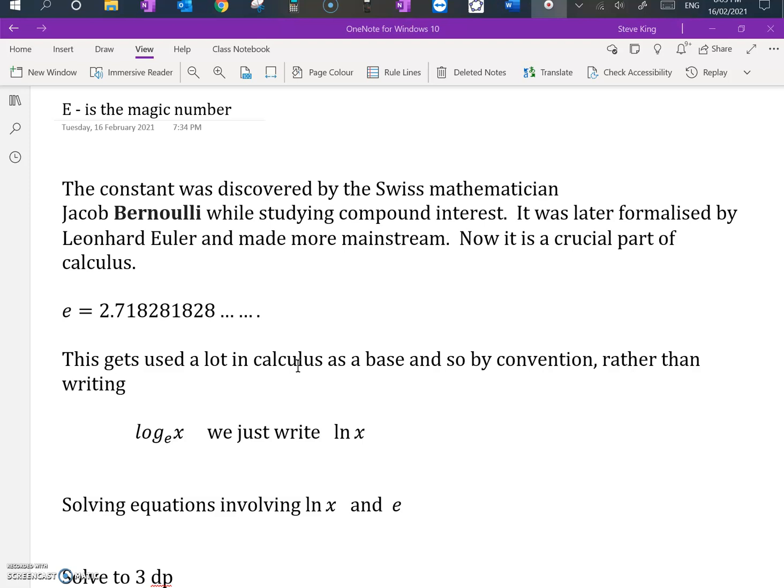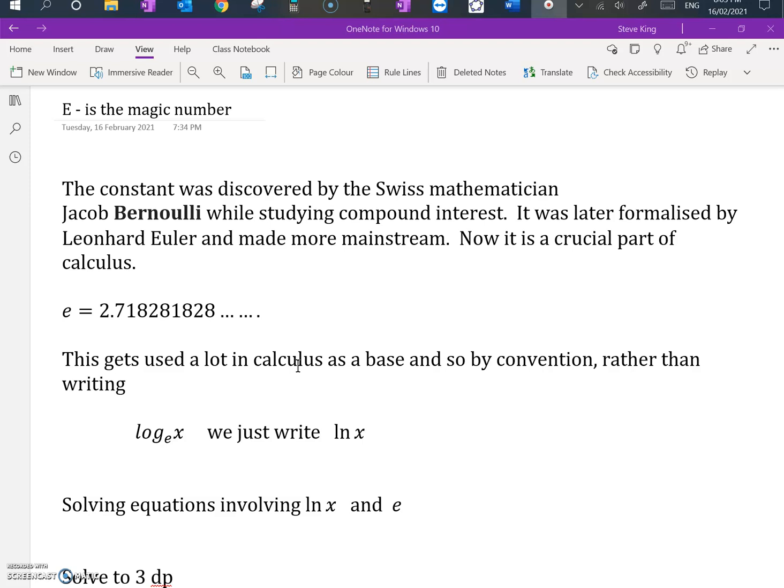And I'm going to talk about this a little bit further when we come to deal with e in more detail when we come to the calculus. It was later worked on and used by Napier when he was doing his work on logs, but Leonhard Euler was the man that really did a lot of work with e and brought it into mainstream mathematics and made it such a crucial part of the work that we do today.